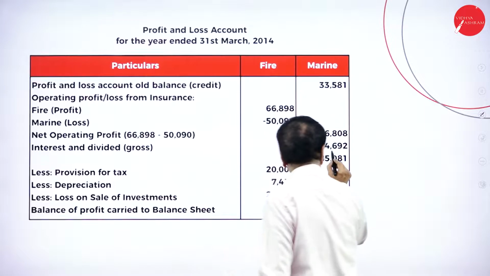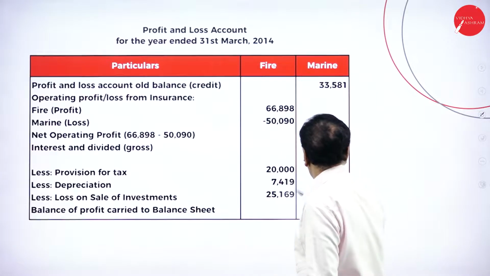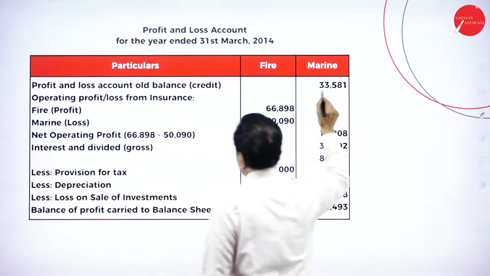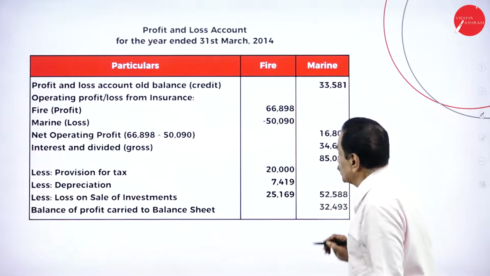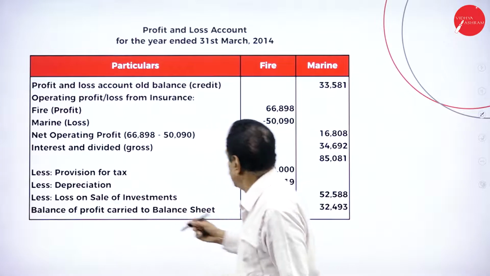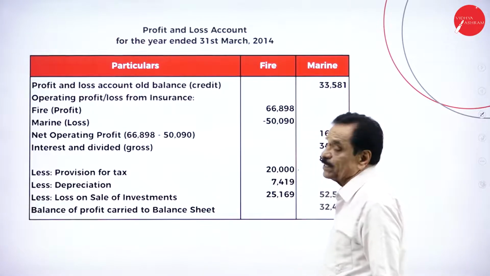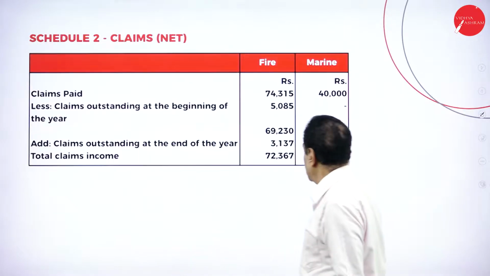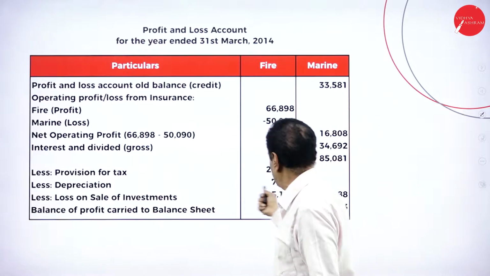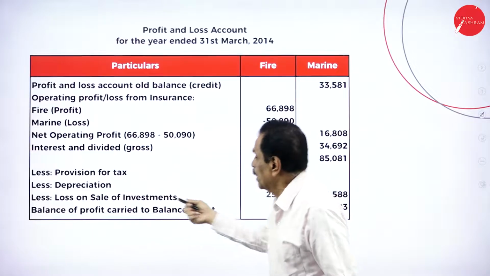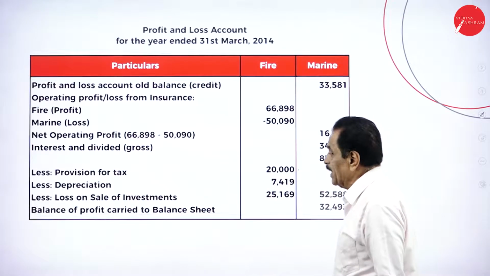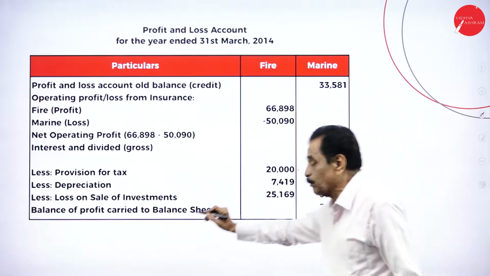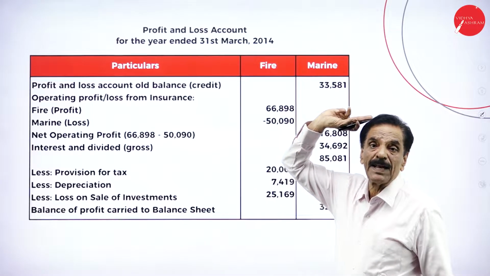Interest and dividend gross should be added. It becomes 85,000 here. Interest and dividend gross 34,000 plus 33. If you add, 85,081, less provision for taxation that is given in the adjustment. See that this amount towards taxation 20,000, less depreciation as per the trial balance, loss on sale of investment. If we deduct, this is the surplus, final balance that goes to the balance of the profit. Carry down to the balance sheet now.